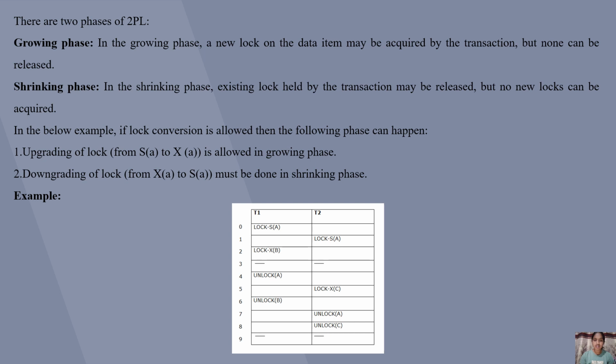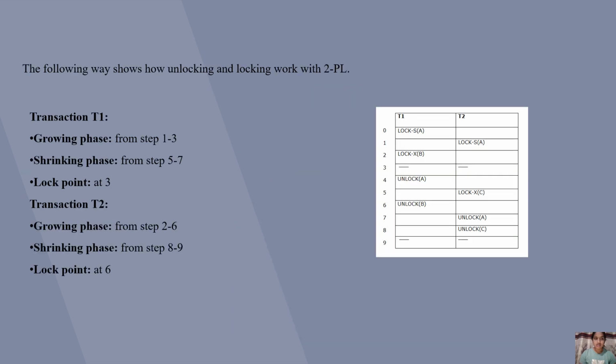Example: there is a table with steps 0 to 9. T1 and T2 are the transactions. Now let us see how the transactions appear. The following shows how unlocking and locking work with two-phase locking. First, transaction T1. The growing phase is from step 1 to 3, that is locking. The shrinking phase is from step 5 to 7, that is unlocking. The lock point is at 3. For transaction T2, the growing phase is from step 2 to 6, that is locking. The shrinking phase is from step 8 to 9, that is unlocking. The lock point is at 6.